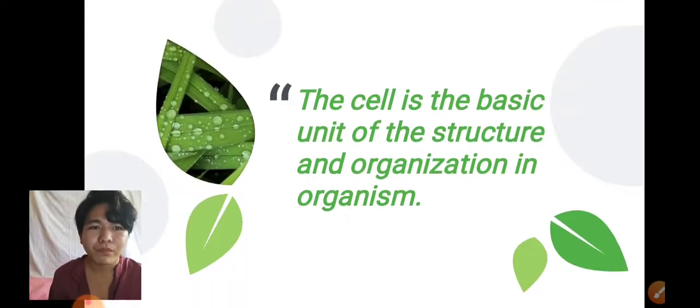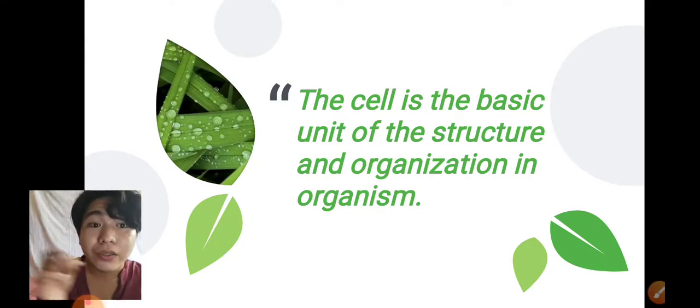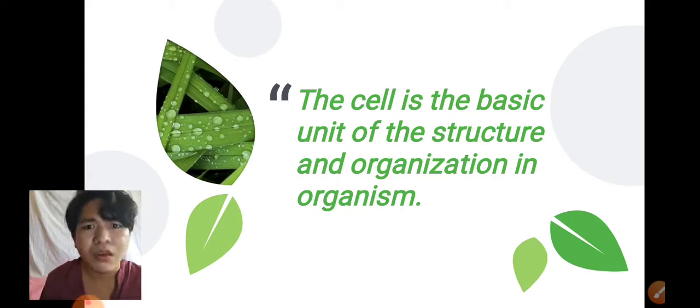Next, the cell is the basic unit of structure and organization in organisms. Because if we go through the structure, right? The basic unit of life is the cell. And of course, a group of cells, we call that what? Tissue. And a group of tissue, we call that what? Organ. And a group of organs, we call that an organ system. And a group of organ systems, we call that an organism. Therefore, the cell is the basic unit.